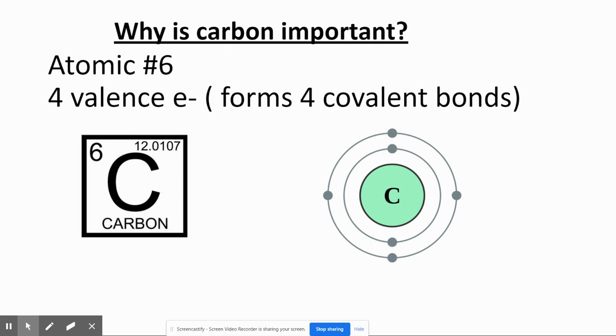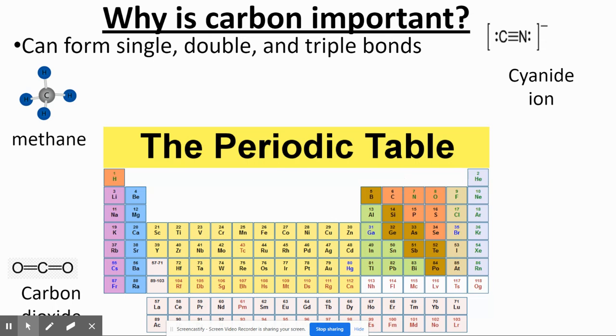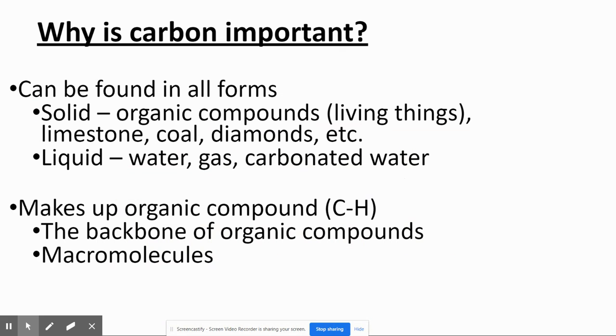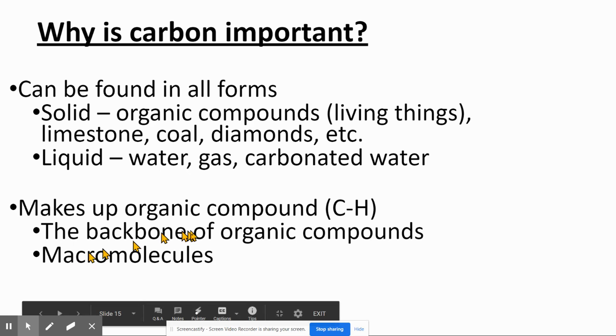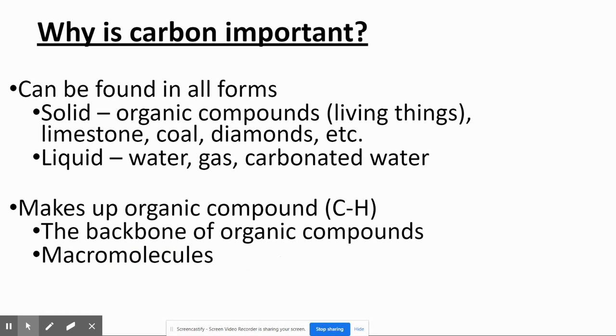So I did that already. Why did I put these in? Okay, so carbon can be found in all forms. It can be found also as a solid and a liquid, and it makes up organic compounds. So organic compounds have carbon and hydrogen. And generally, carbon is the backbone of organic compounds, and we'll talk about macromolecules a little bit. But there's a whole unit on macromolecules. I'm not going to cover it a lot here.